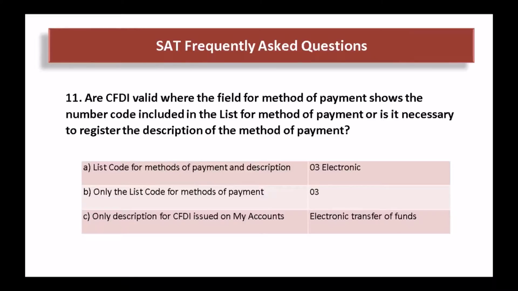3. Only the description for CFDIs issued on My Accounts. Now, My Accounts is only applicable for individual taxpayers, small individual taxpayers. So I know this part won't be applicable to most of you as well. These type of taxpayers are only obligated to include descriptions, which is electronic transfer of funds. But in any other case, we have to use the code.